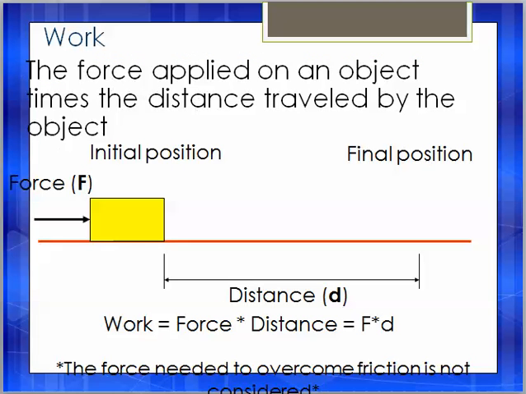Work. Work has a simple definition. Work is equal to force times distance. This is our equation for work. Sometimes we just simply say W equals F times D, but it's the force times the distance.